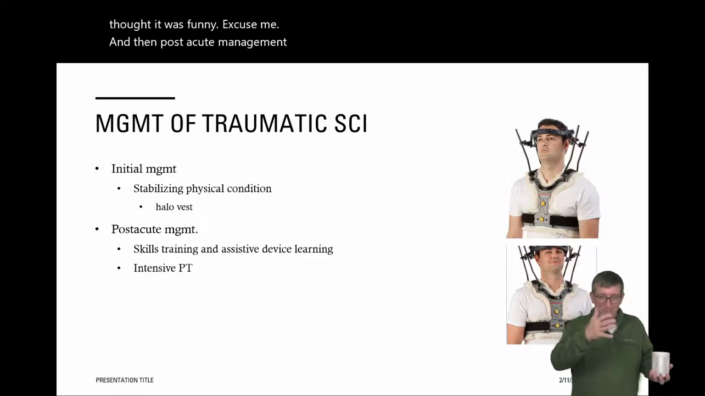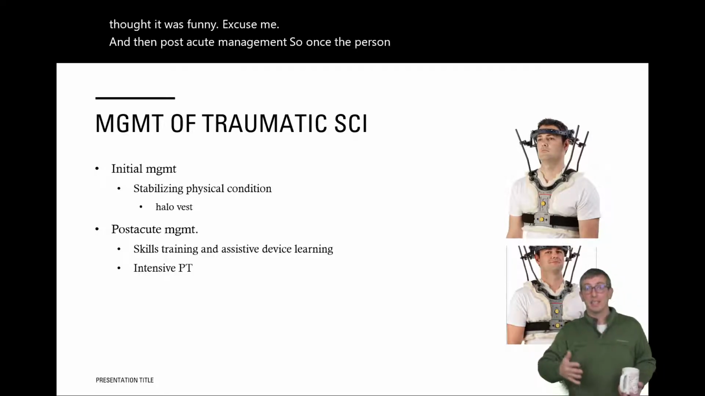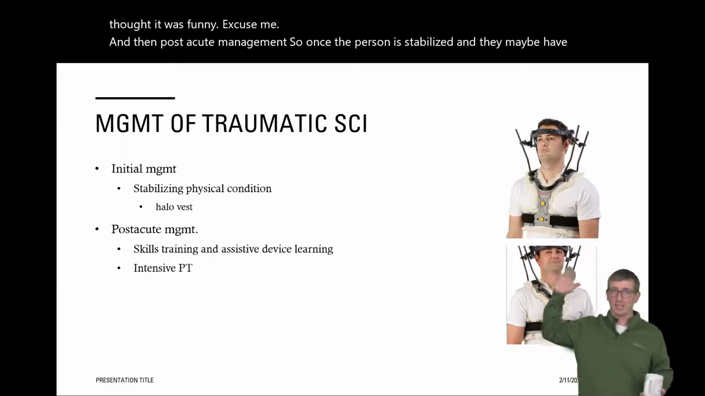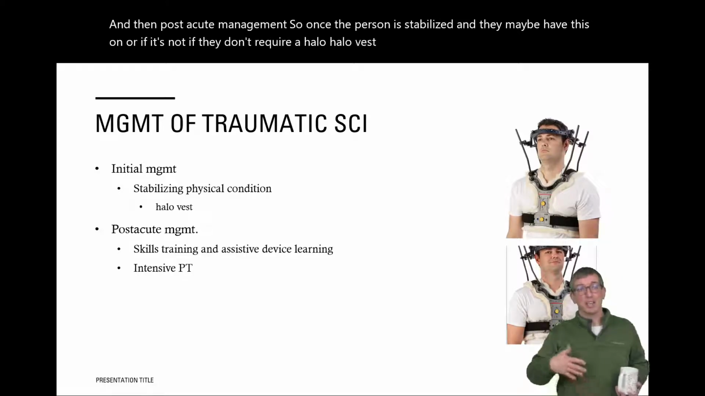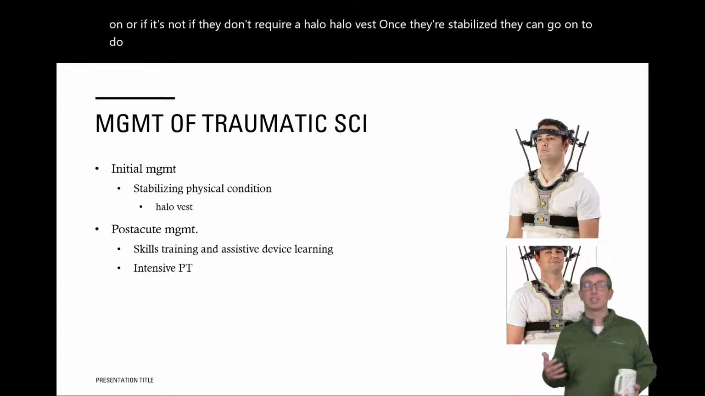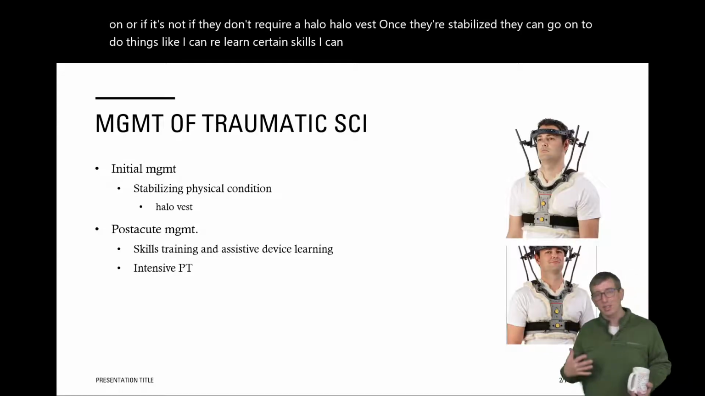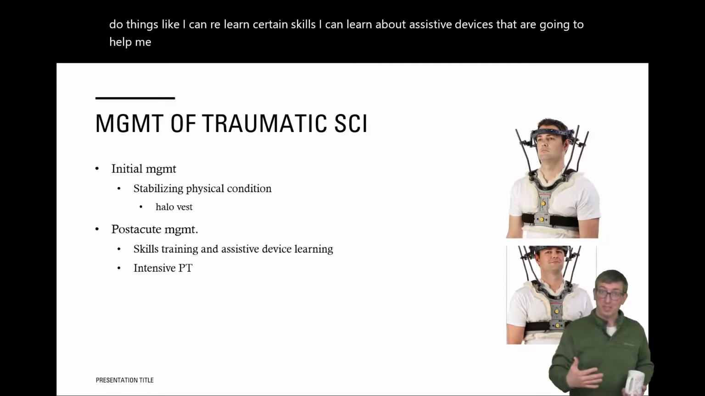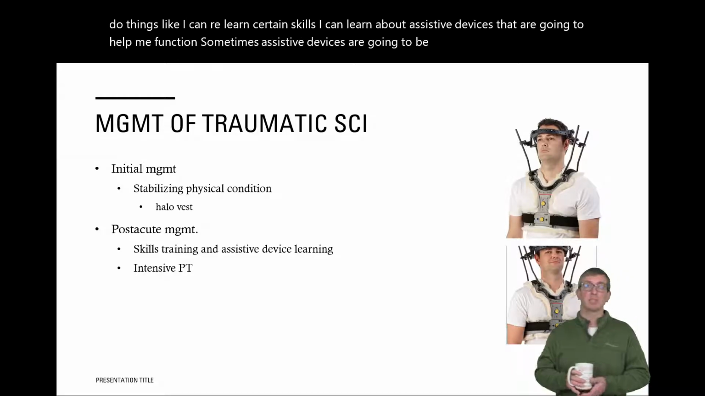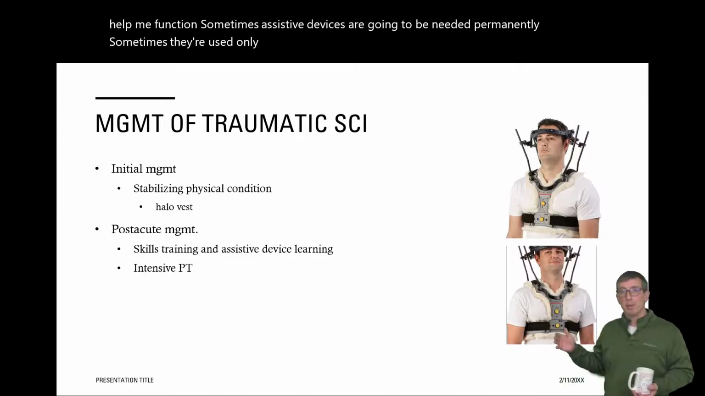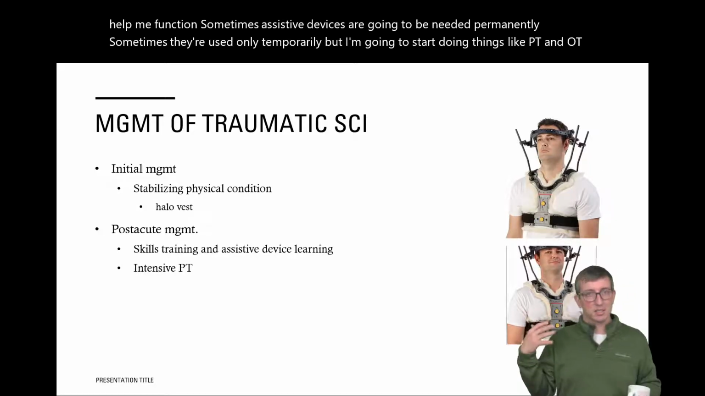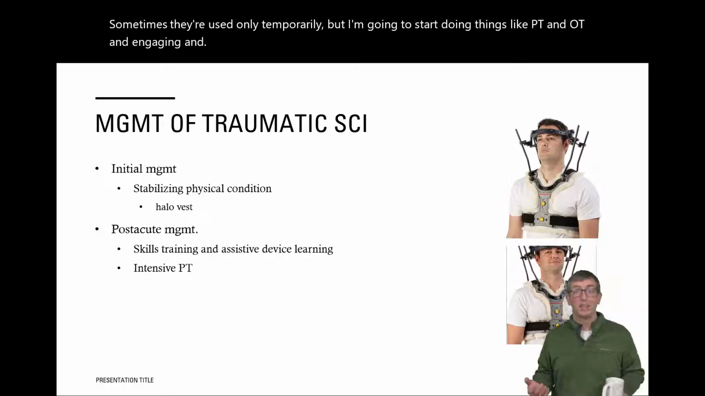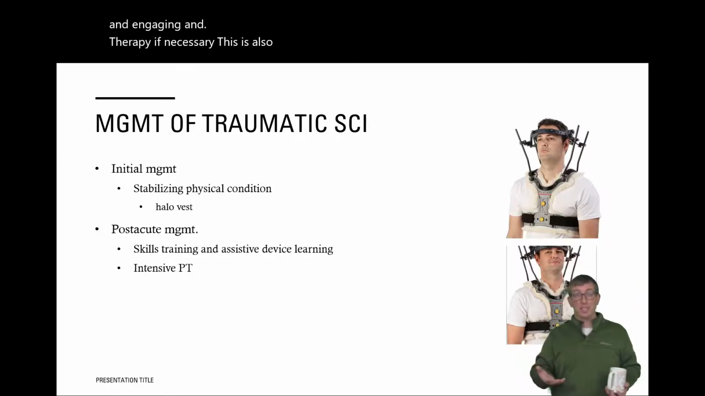And then post-acute management. Once the person is stabilized and they maybe have this on, or if they don't require a halo vest, once they're stabilized, they can go on to do things like relearn certain skills. I can learn about assistive devices that are going to help me function. Sometimes assistive devices are going to be needed permanently. Sometimes they're used only temporarily. But I'm going to start doing things like PT and OT and engaging in speech therapy if necessary. This is also when counseling can happen with patient or family.